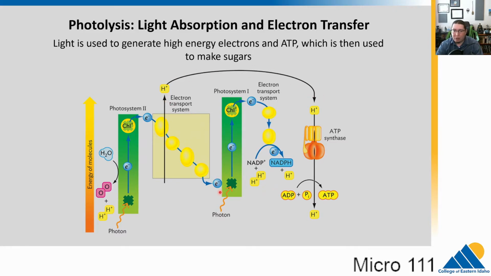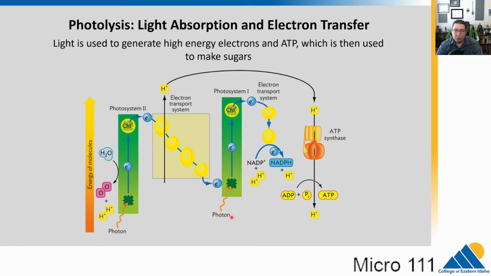That electron is going to get excited again in a second photosystem by more light. Photons are light. It's even higher energy now, and it's going to go through another electron transport system that's going to generate even more hydrogen ion gradient in this molecule called NADPH. Some of this energy is going to be stored in NADPH. Some of it's going to flow through into ATP synthase. So we have stored energy from light in NADPH and ATP.